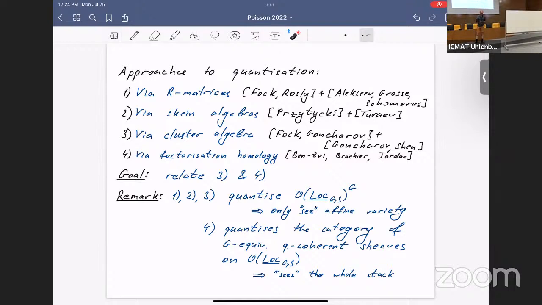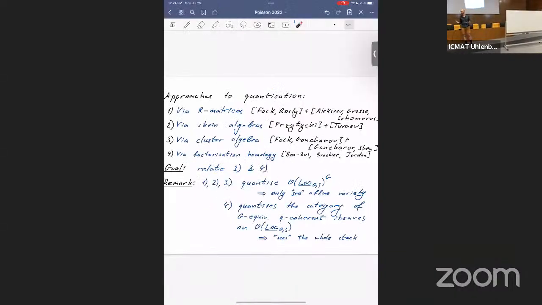All right, so before I proceed, let me make one remark, that these first three approaches, what they really work with, they take the global algebra of functions, the algebra of G-invariant functions on our local systems, and quantize that algebra, right?